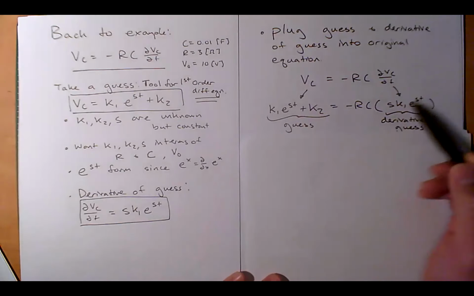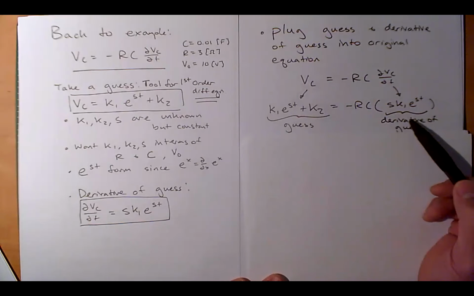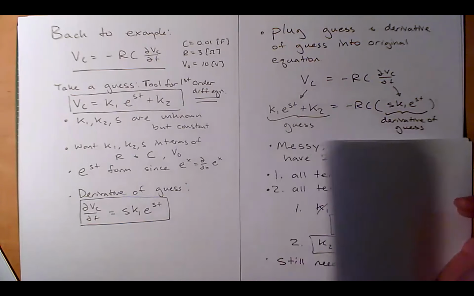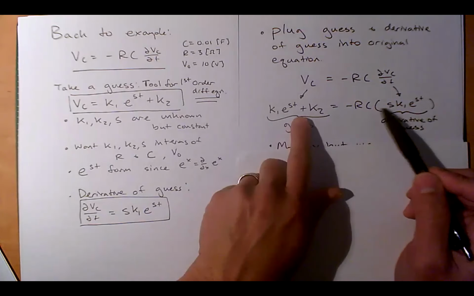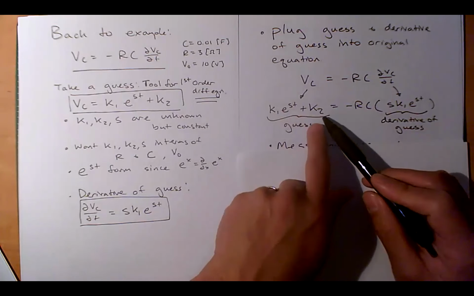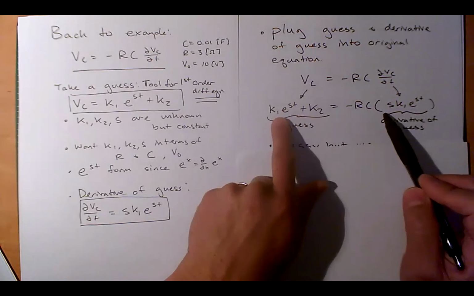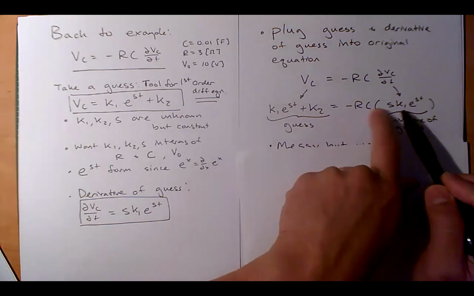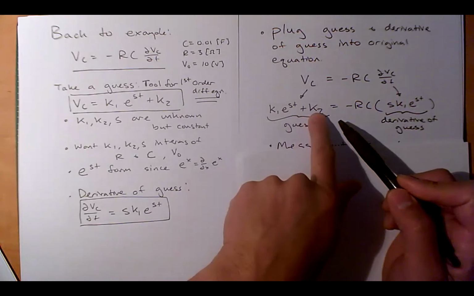Now, I have one equation here. And it might seem like I only have one equation, but really, sneakily, I have 2 equations. And here's where the 2 equations are. I have one equation where I can pull out everything that's attached to the e to the st terms, and another equation with everything that's attached to the non-e to the st terms, right? And in this case, what do we see? The ones attached to the e to the st are K1, and then this minus RC S K1. And the one that's not attached is just K2 by itself.